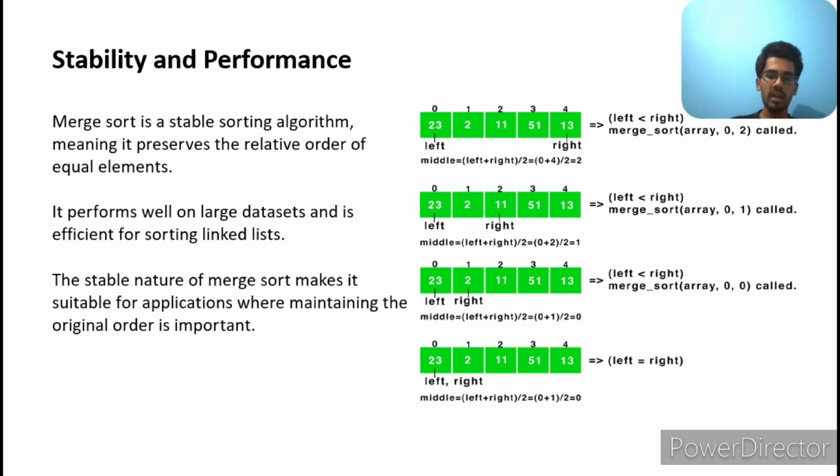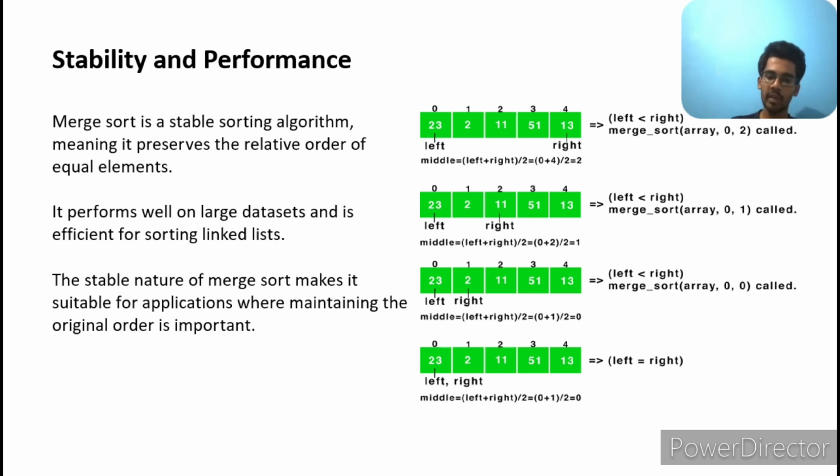Next, stability and performance. Merge sort is a stable sorting algorithm, meaning it preserves the relative order of equal elements. It performs well on large datasets and is efficient for sorting linked lists. Datasets with a large number of elements and linked lists are sorted efficiently using the merge sort technique.